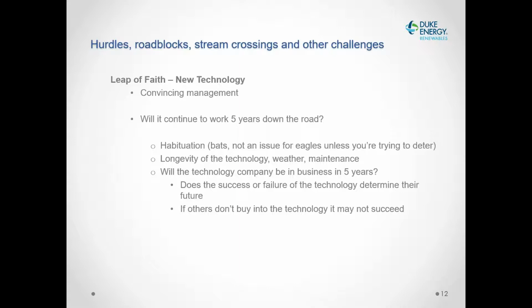This is what management asks. Will this company be in business in 5 years? Is this their only gig? Is this all they do? If this fails, will they be around for us to go ask for help? And bottom line is, if more companies don't buy into the technology, it may drive those companies into bankruptcy. They may not be able to survive.